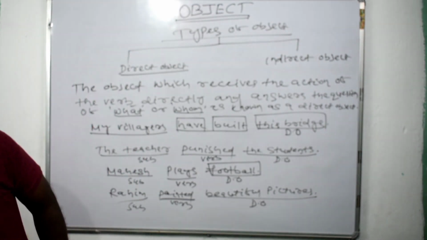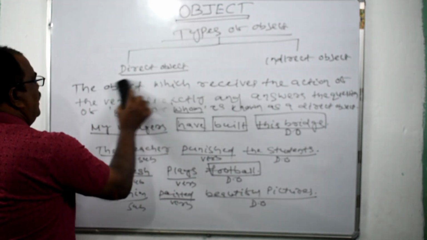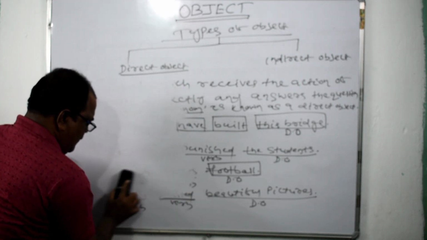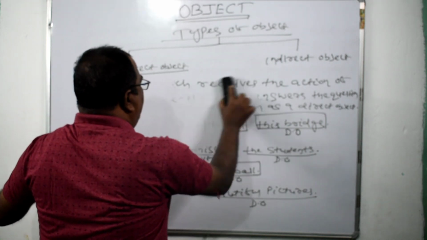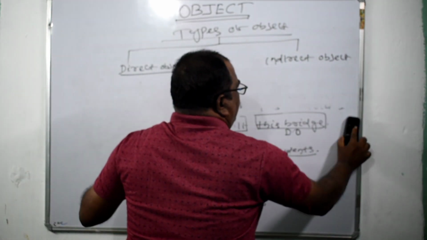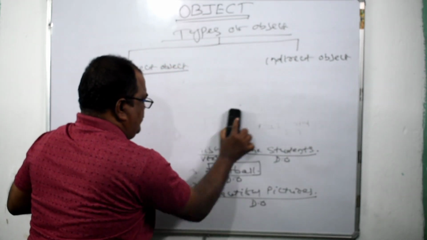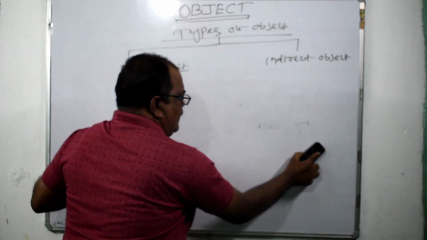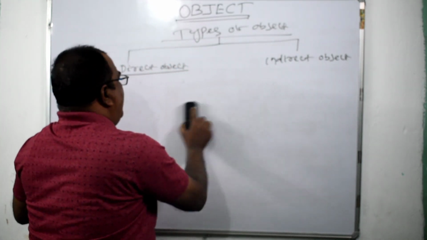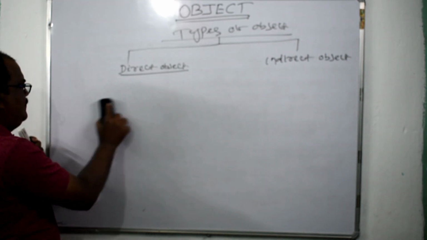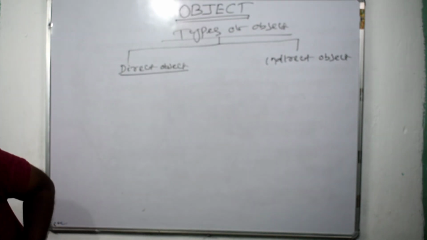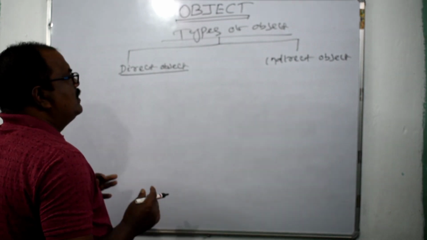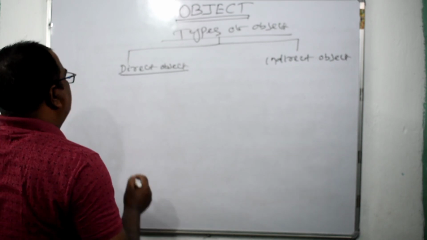Now, we'll discuss other type of object which is known as the indirect object. What do we mean by an indirect object? At first we have to define it, then through the examples we will prove whether it is indirect or not.